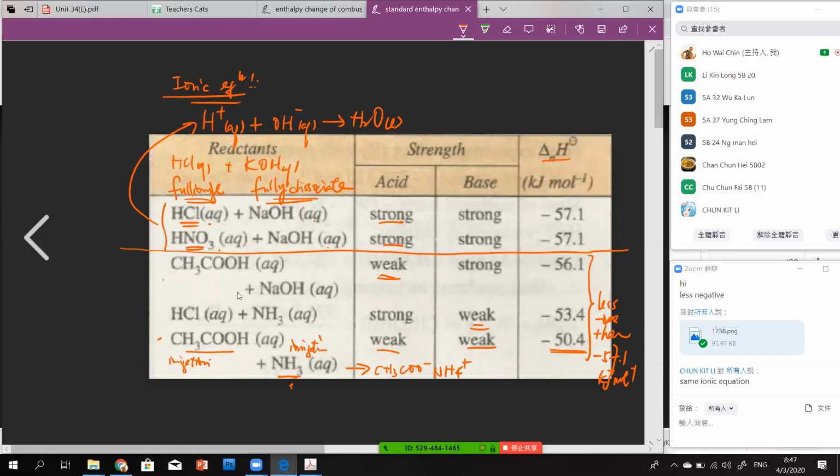Hello, Manhei, are you here? Yeah. Can you guess the data? You may choose the data on the right-hand side. Okay, which one do we think?